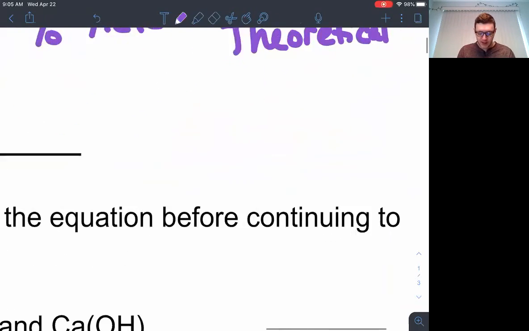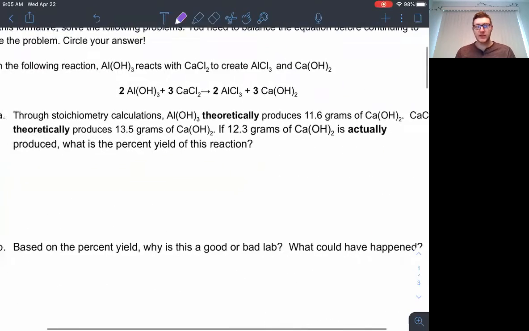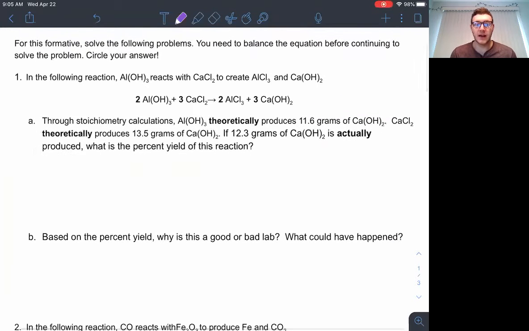So if we take a look at this, it says, through stoichiometry calculations, aluminum hydroxide theoretically produces 11.6 grams of calcium hydroxide. Calcium chloride theoretically produces 13.5 grams of calcium hydroxide. If it actually made 12.3 grams of calcium hydroxide during this reaction, what was our percent yield? First thing we have to do, we're going to figure out what our theoretical yield is. So we know we reacted aluminum hydroxide and calcium chloride.